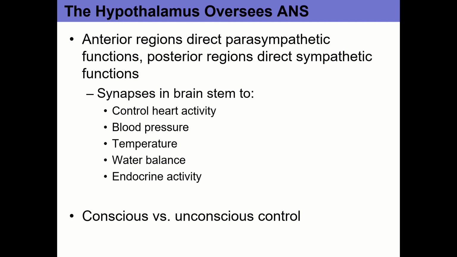So the hypothalamus is the one initiating a lot of the signals, but it acts through the brainstem. And as mentioned earlier, for the most part, the autonomic nervous system functions under unconscious control, so it just happens. But you can exert some conscious control.